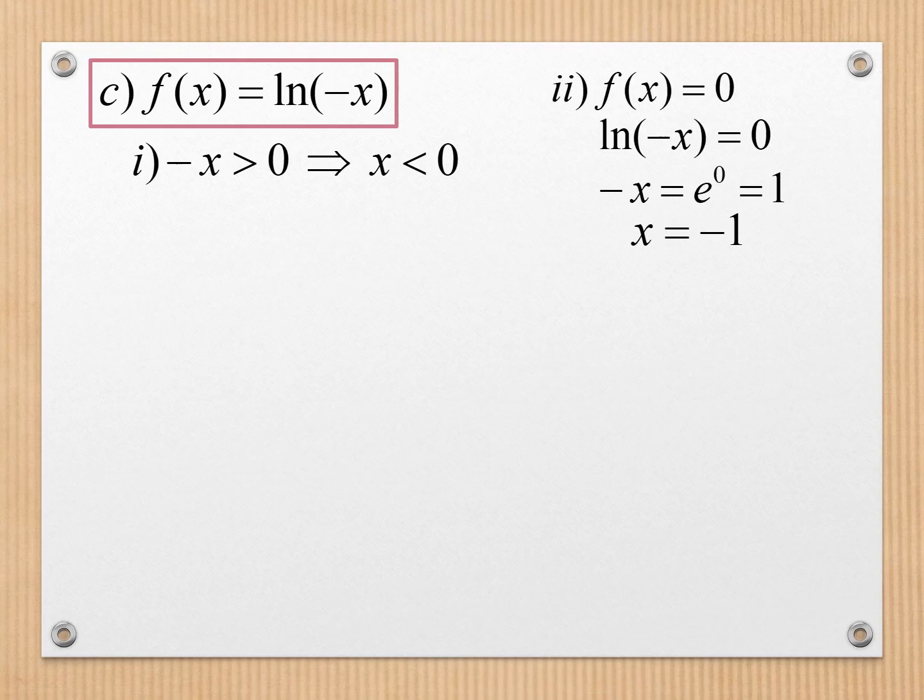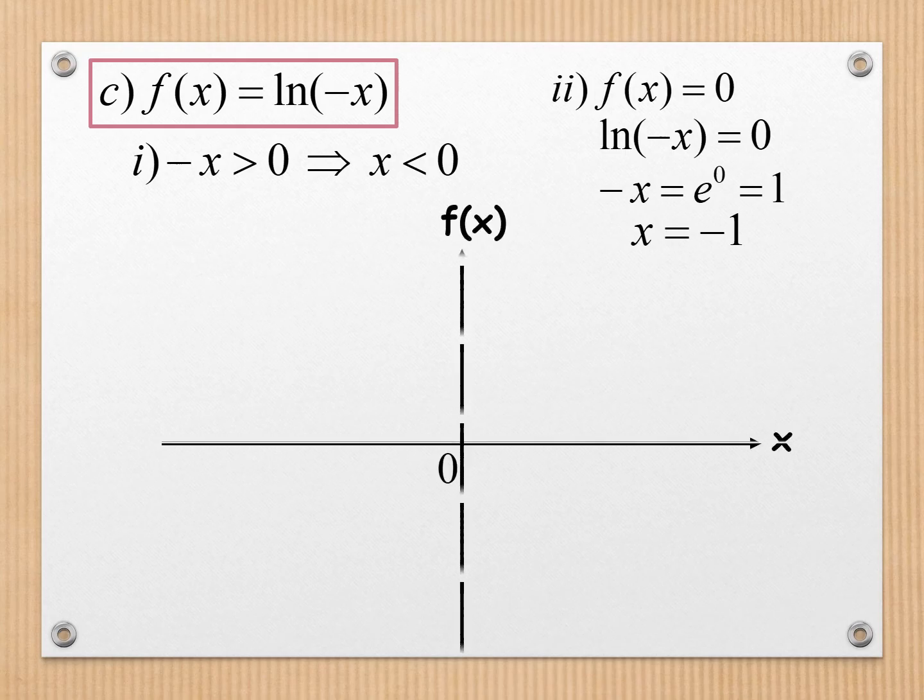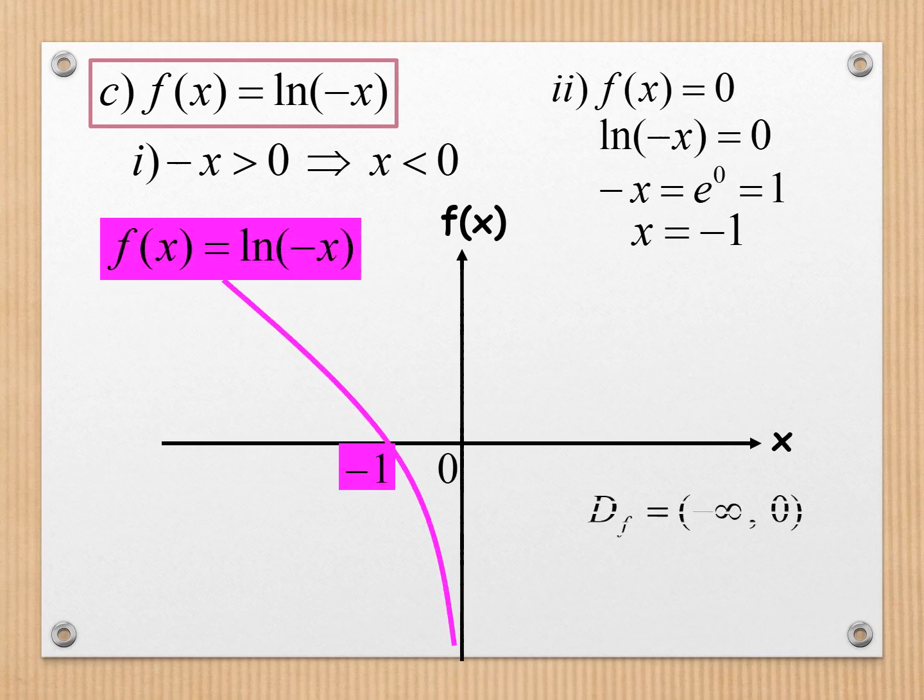We sketch the graph on the left side of the x-axis with x-intercept -1. So the graph will be like this. From this graph, the domain is (-∞, 0), and the range of f is (-∞, ∞).